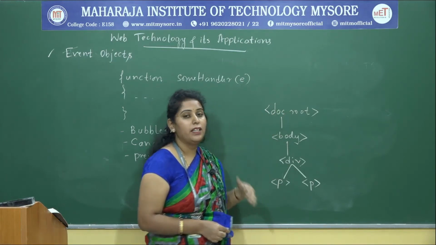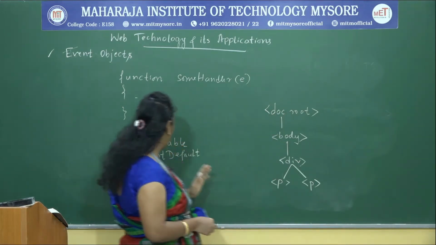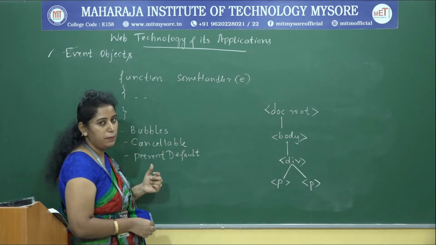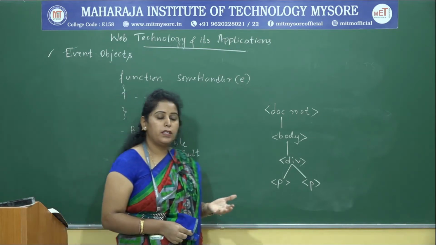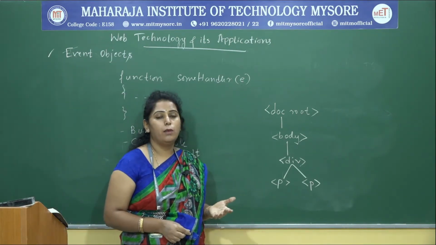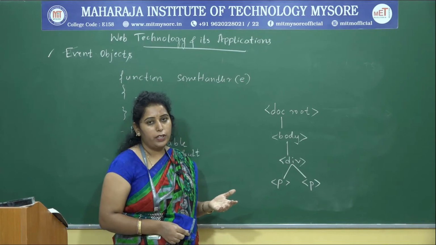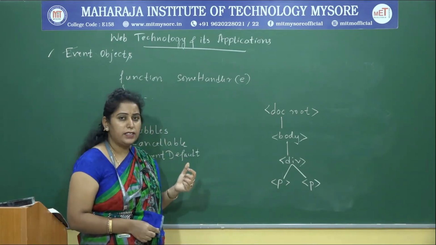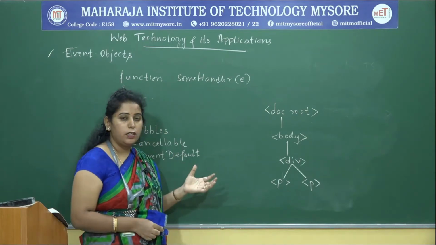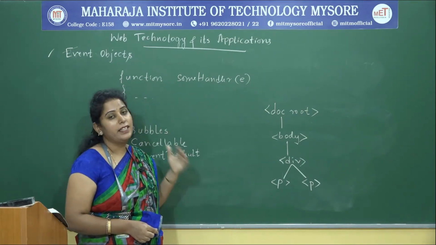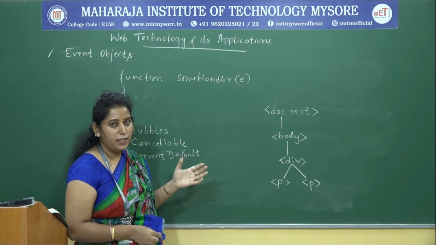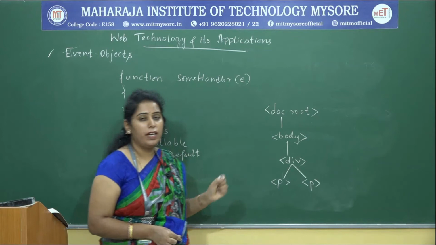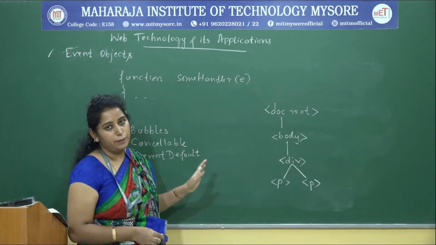Okay, since it has been unhandled. So, this is what the bubbles property is. Next is about cancelable. This cancelable property is also a Boolean value. It indicates whether or not the event can be cancelled.